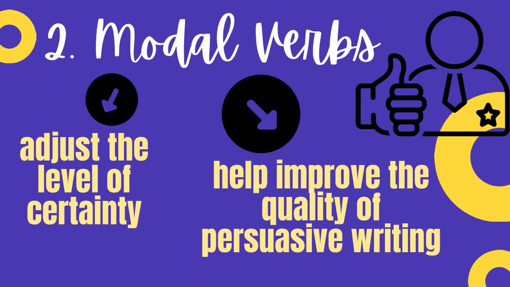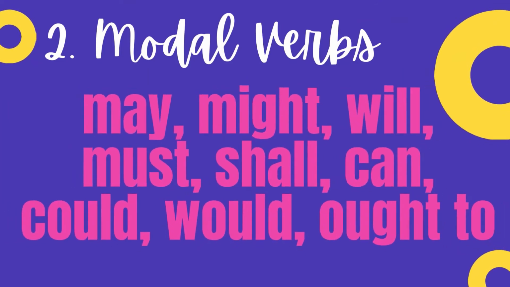Second is the use of modal verbs. The use of words that express modality or how likely something is going to happen helps adjust the level of certainty of events to suit arguments. When carefully chosen, these words help improve the quality of persuasive writing.